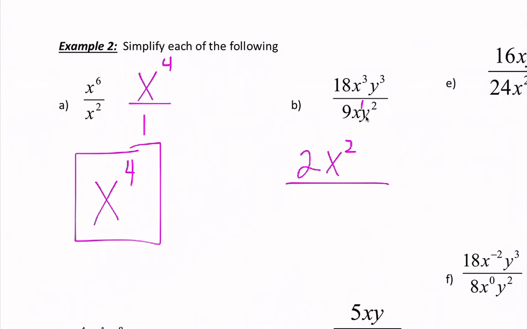Y's are on top and bottom. I have the greater exponent on top, so I know my y's belong on top. 3 minus 2 is 1. So everything canceled from the bottom, so if you wanted to, you could fill in a 1. But that one on the bottom and that one exponent are unnecessary. So my final answer would be 2x squared y.